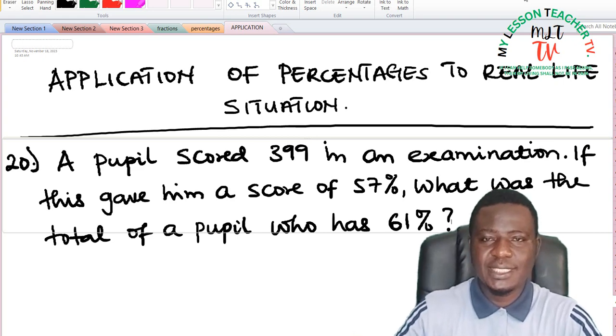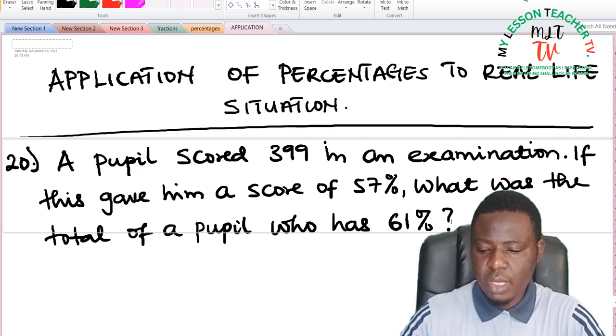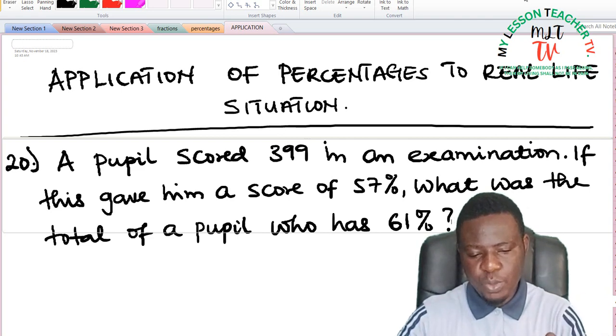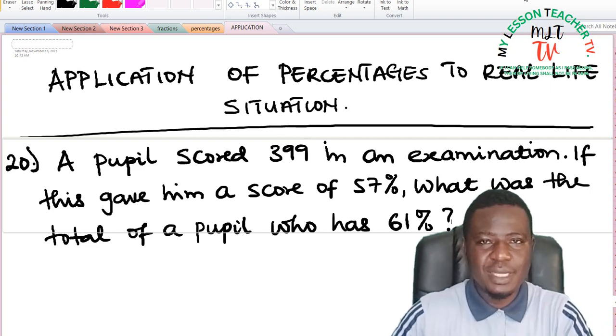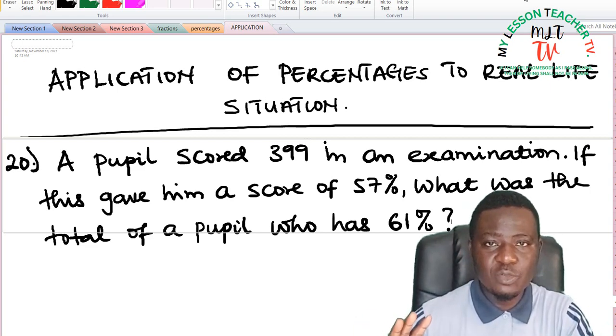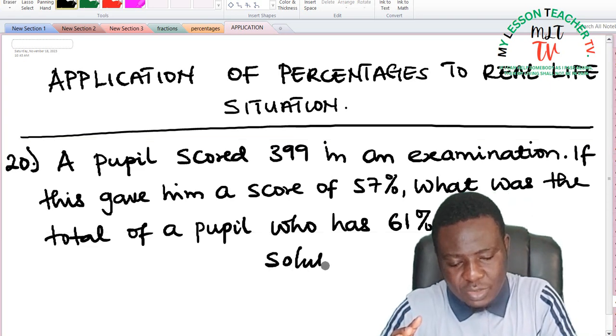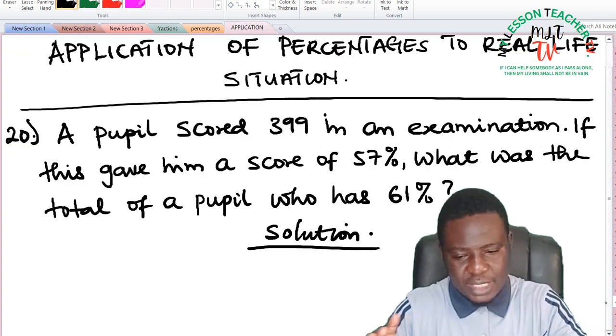Exercise 20 on application of percentages to real-life situation reads: a pupil scored 399 in an examination. If this gave him a score of 57%, what was the total score of a pupil who has 61%? We need to understand this problem in order for us to solve it very well. So, just like I said, let's write out the parameters as given and see if we can understand it better.